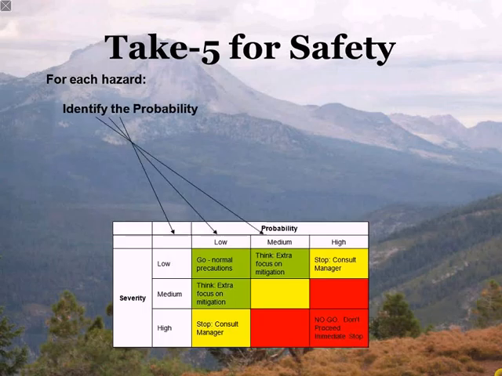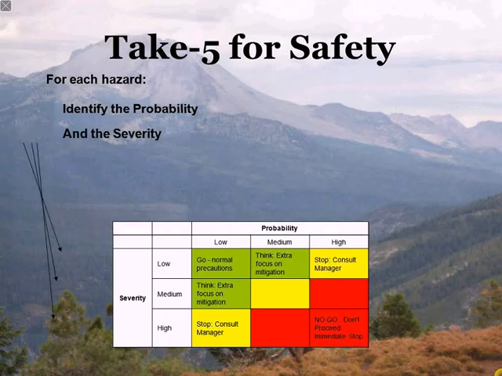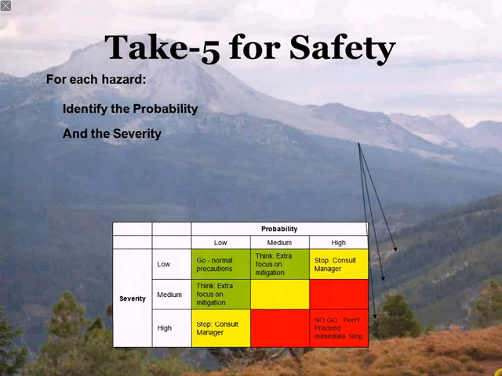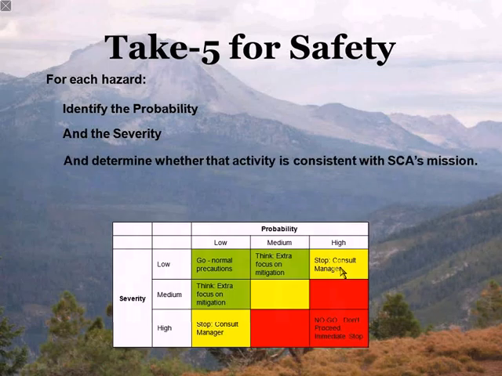For each hazard, identify the probability. Use this measure to help you. Is the probability of encountering the hazard low, medium, or high? Once you identify the probability, identify the severity. Same thing: is the severity of encountering the hazard low, medium, or high? Once you've done that, determine whether the risk is acceptable.